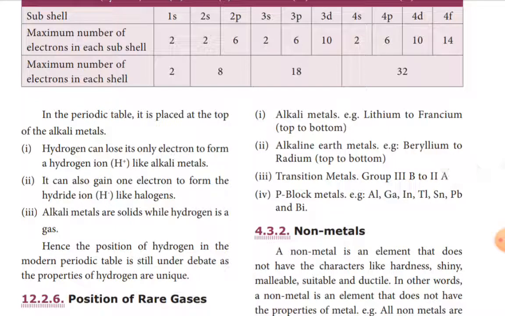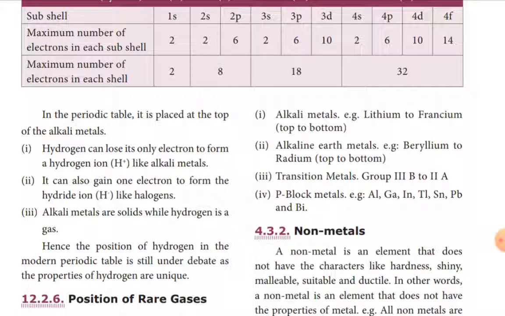They are classified into alkali metals, alkaline earth metals, transition metals, and p block metals. Alkali metals are lithium to francium: lithium, sodium, potassium, rubidium, cesium, francium. These are all in the first group except hydrogen, from top to bottom. Then alkaline earth metals, from beryllium to radium: beryllium, magnesium, calcium, strontium, barium, and radium. They are in the second group of the modern periodic table.